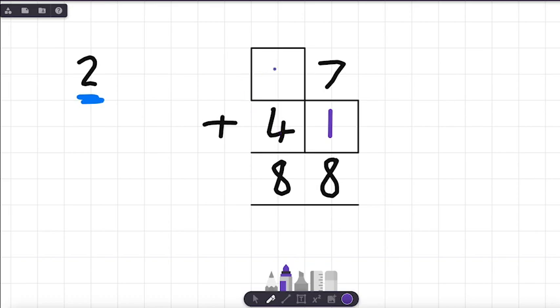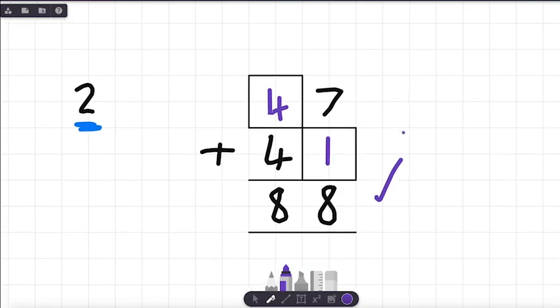And similarly with the tens, we can have a look. We've got some amount of tens for this top addend, added to 4 tens gives us 8 tens. So this must be 4, as 4 plus 4 is 8. Or 4 tens add 4 tens is 8 tens. Right, question 2 done. Oh, I forgot to tick question 1.